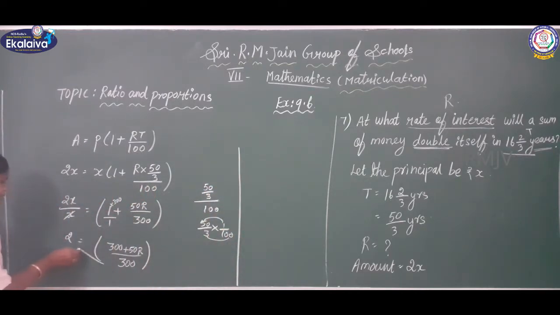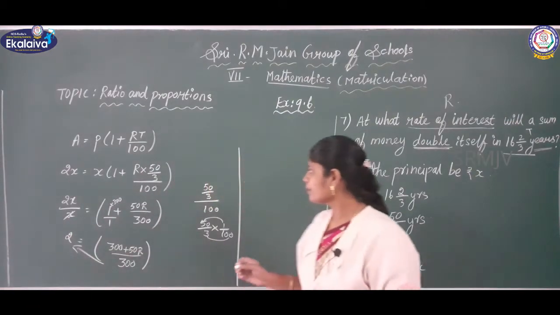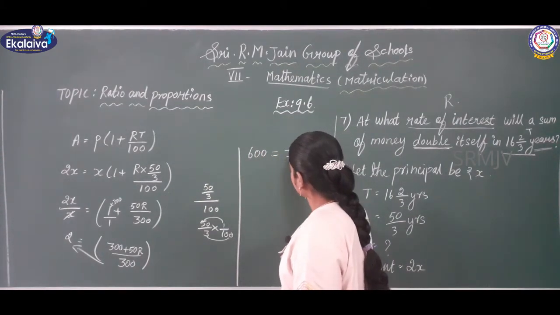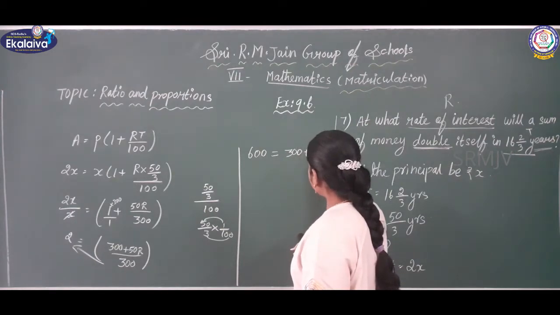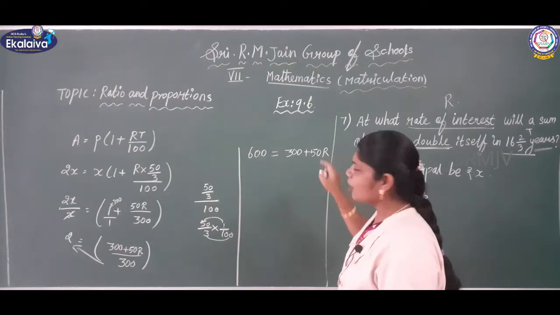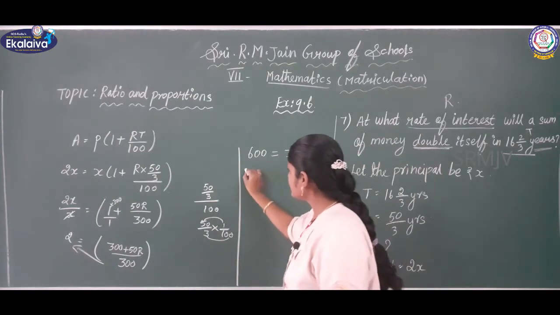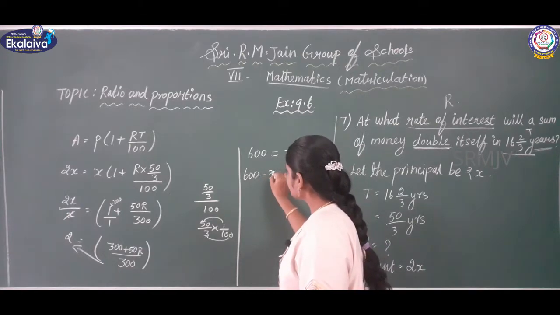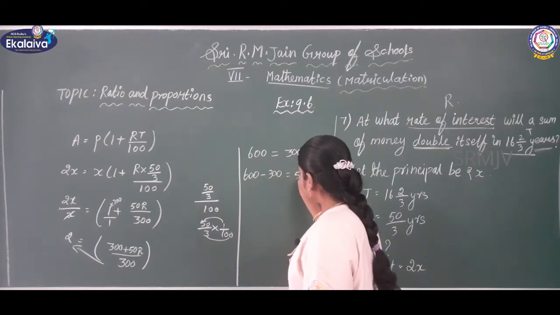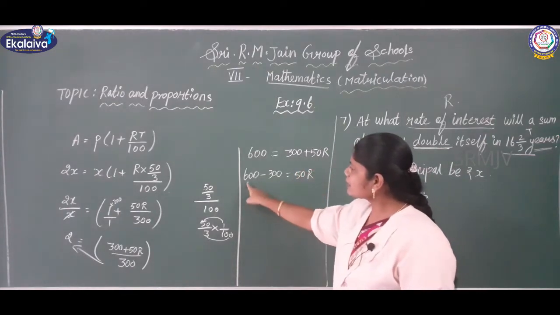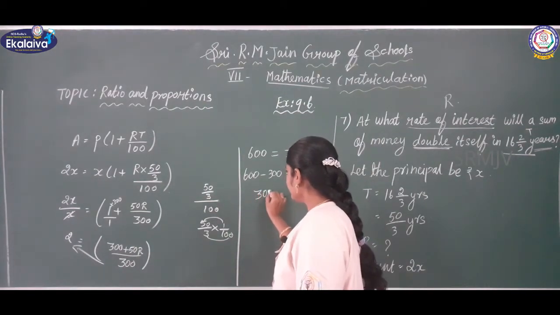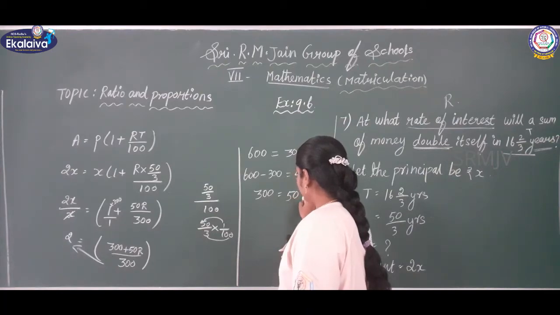Now you cross multiply this. 2 into 300, what you will get, children? 600. So 600 equal to 300 plus 50 R. Okay. Just R alone you keep it here. This you transfer that side. So 600, the plus 300 will change, minus 300 equal to 50 R. Okay. 600 minus 300, what you will get, children? 300. So 300 equal to 50 R.